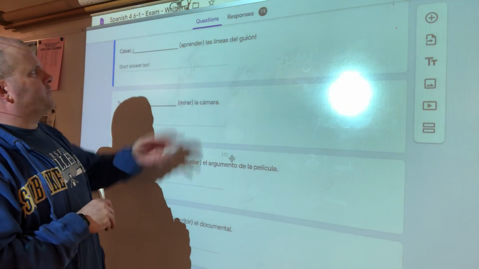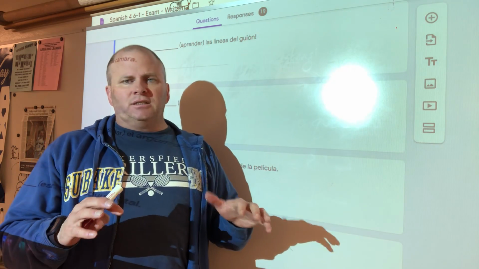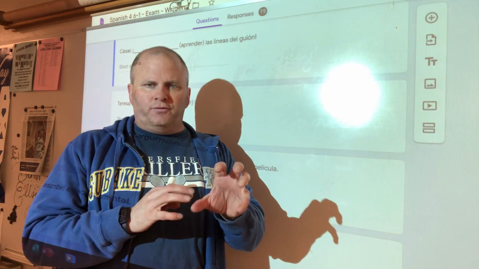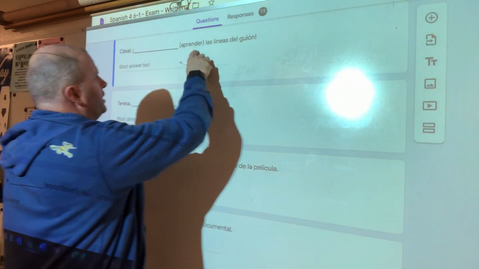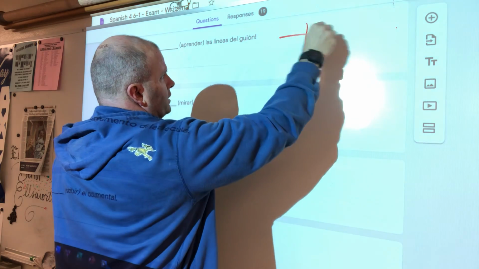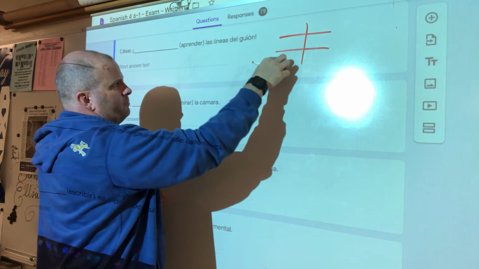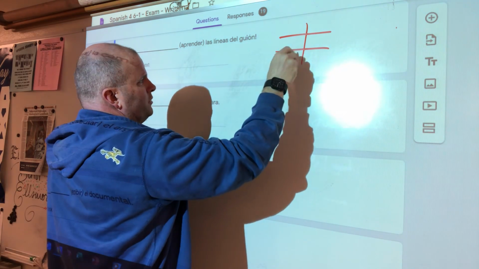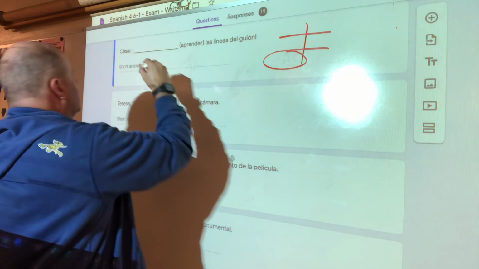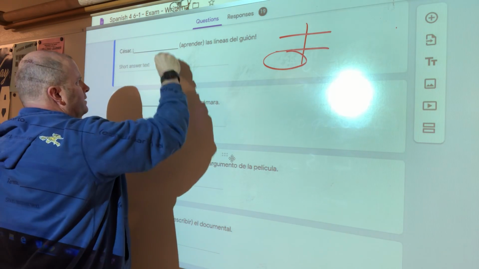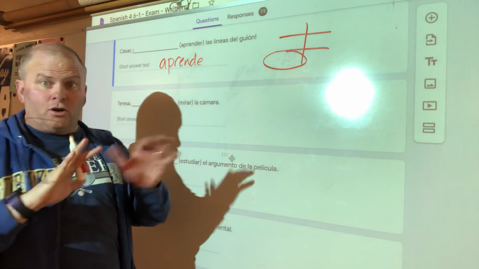Okay, so let's go over the first section, which was the affirmative tú commands. All you've got to do is look for the él or ella form from the present tense. So if you were to do a verb chart for aprender, you have aprendo, aprendes, aprende, aprendemos, and aprenden. This is the form that also works as the affirmative tú command. So you have aprende. That's it. That's all you write.